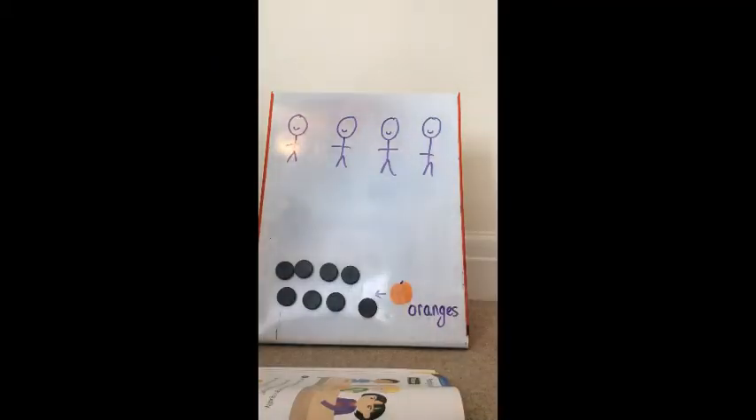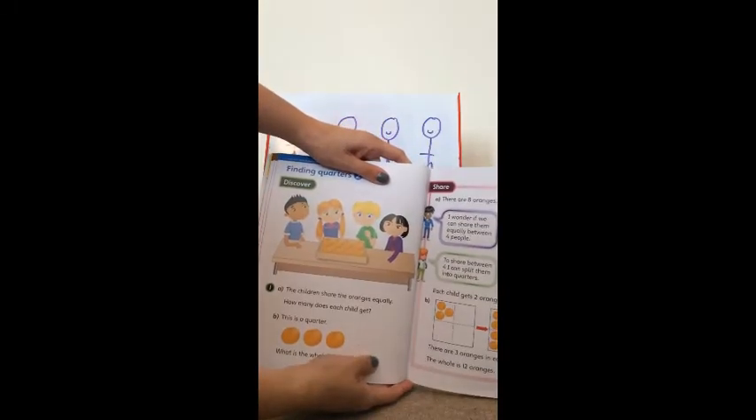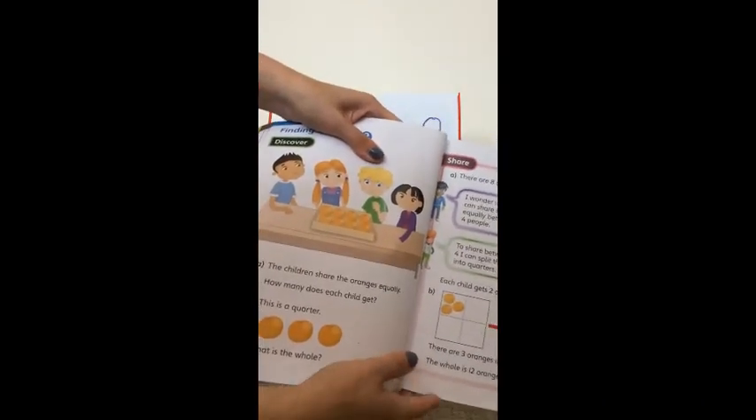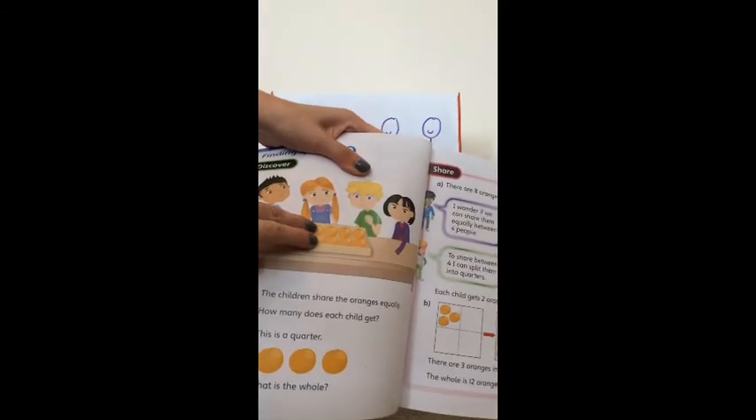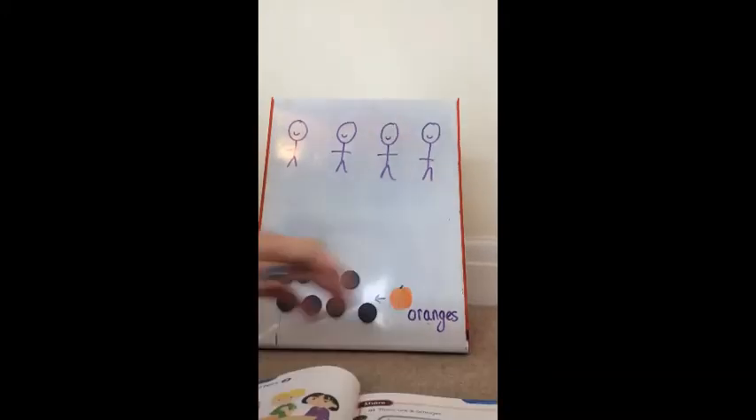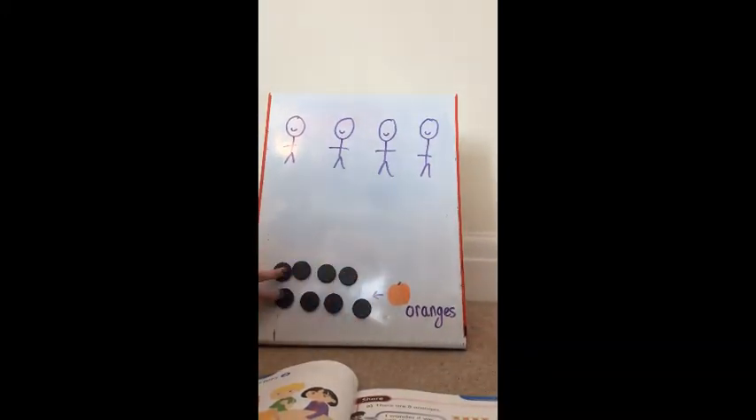So let's look at 1A first. So in the picture, there were 4 people. And I've drawn my 4 people on my board. And in the picture, we had to work out how many oranges there were. So I'm going to use my 2s. 2, 4, 6, 8. 8 oranges. So I have put 8 oranges on my board. Now I'm going to share them out equally between the 4 people.